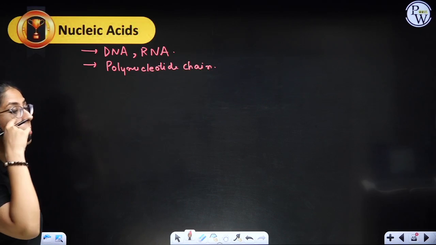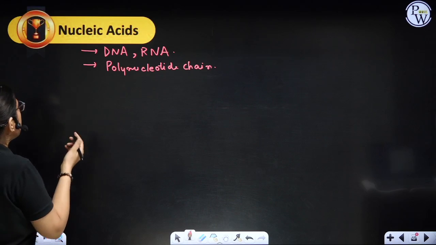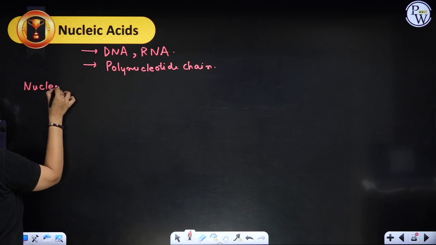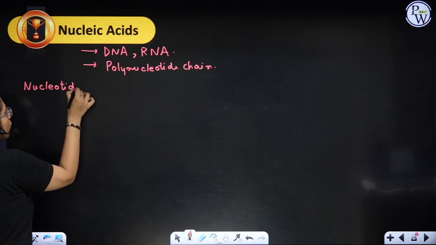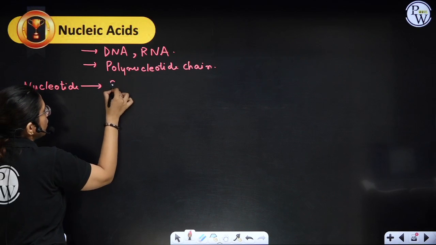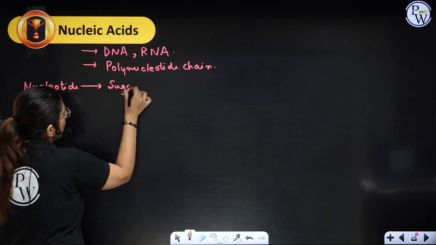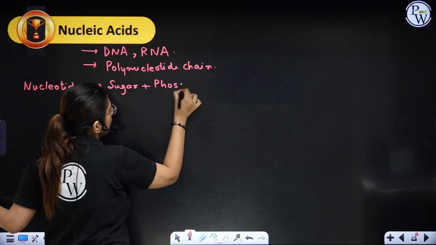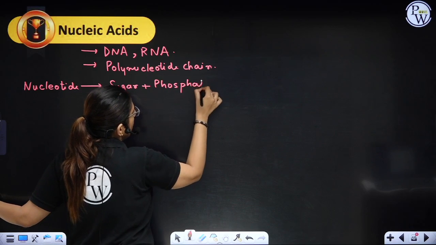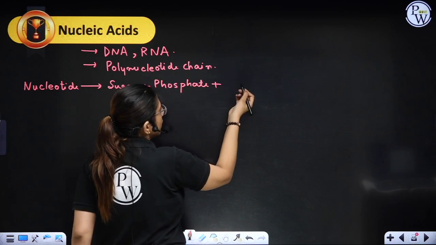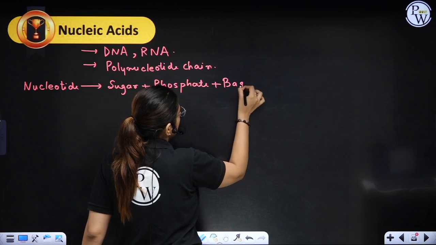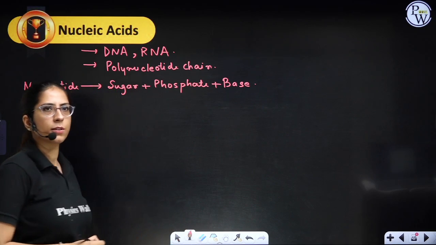So that means different nucleotides are there, and the nucleotides are joined together. So what are these nucleotides made up of? Nucleotides are made up of the sugar, the phosphate, plus you can say the base is present. Clear?